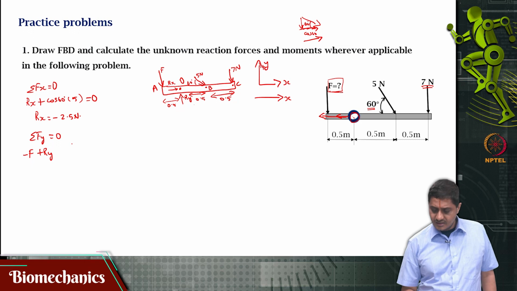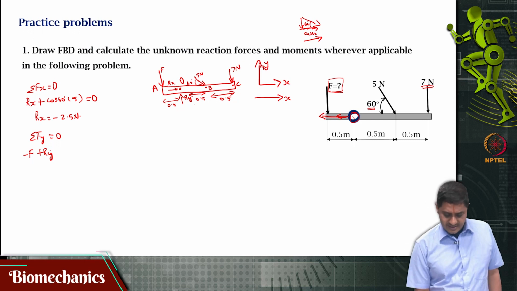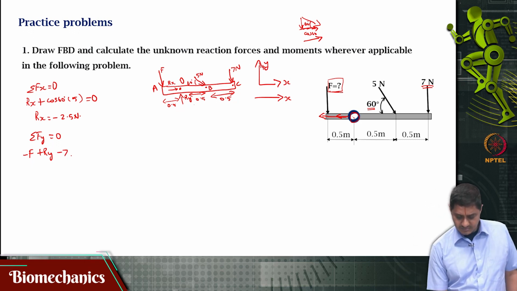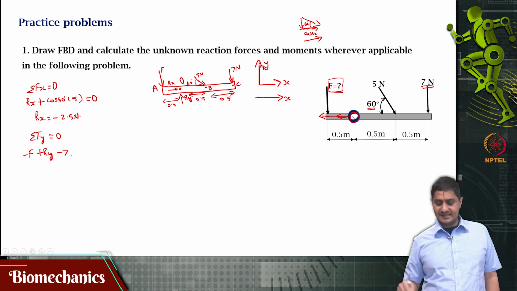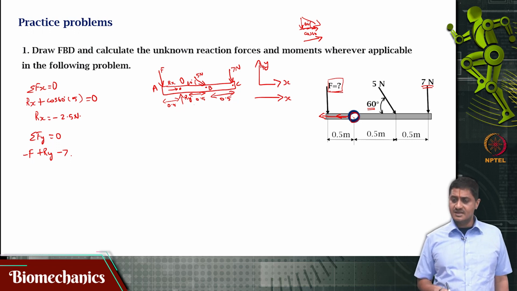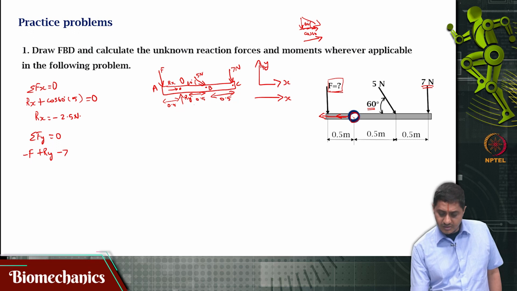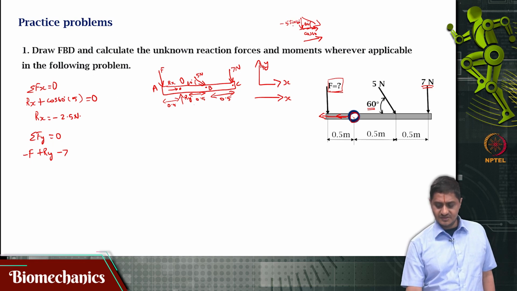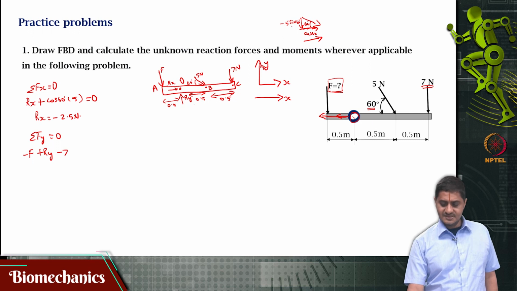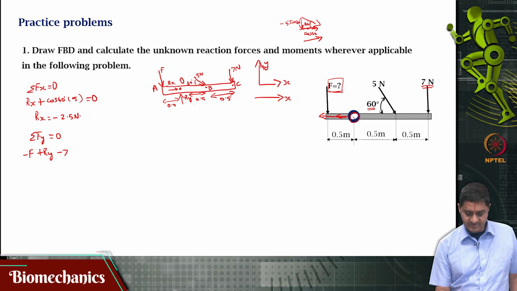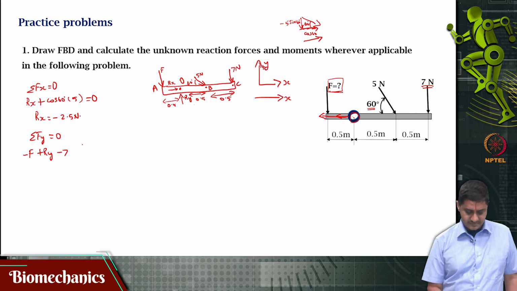Anything else? Minus 7 newtons. Okay. Minus 7, because that is acting at C. Anything else? Because this 5 Newton will have a negative y component, right? That is minus 5 times sin 60, is it not? We saw that. That will be minus sin 60 times 5, right?